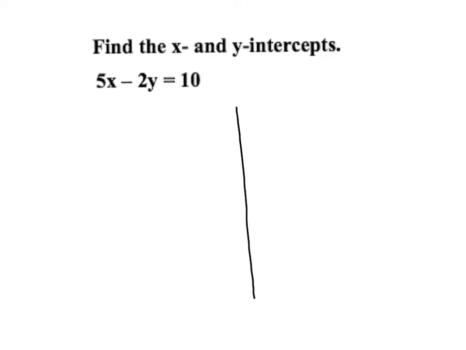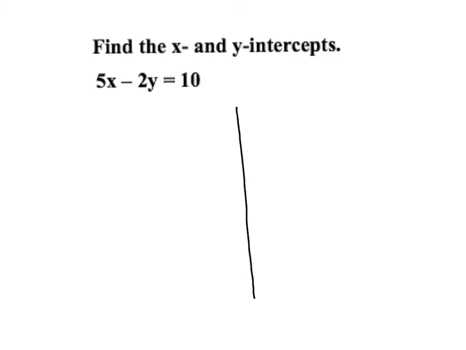So let's say you don't have a graph and all you have is an equation. Well, to find the x and y intercepts from a linear equation, first thing you want to do is replace y with 0 and solve for x. And the second step would be to find the y-intercept by replacing x with 0.